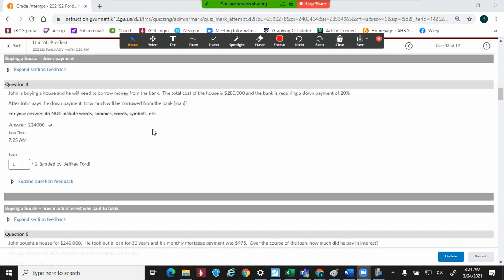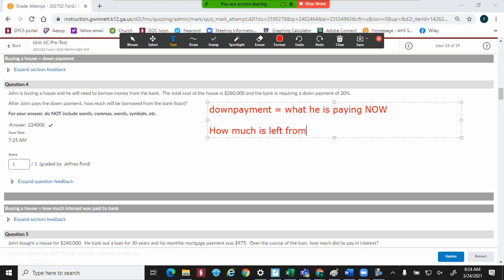All right. So for this next one, John is buying a house and he will need to borrow money from the bank. The total cost of the house is 280,000, and the bank is requiring a down payment of 20%. Now, if you remember, a down payment is basically what he is paying now. Okay? The question is asking how much is left for him to borrow.